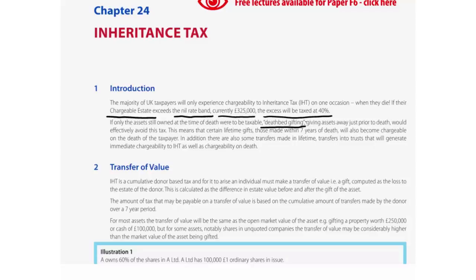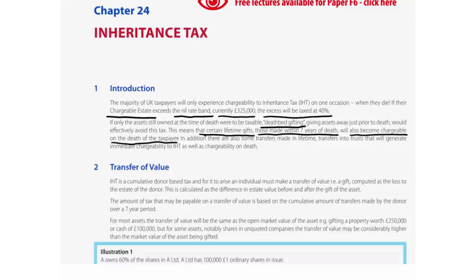So what happens, therefore, is that certain lifetime gifts, basically those made within the 7 years of the death of the taxpayer, will also become chargeable on the death of the taxpayer. What we'll discover is that the typical scenario in an exam question is that the taxpayer has died. This is what the taxpayer still owned when they died and what they owed at the date of death. You put that together in calculating the so-called chargeable estate. But in working out how much, if any, of the nil rate band is still available to go against that chargeable estate, we then have to look at the lifetime transfers, the gifts made in lifetime during the 7 years prior to the date of death, and they too will then become chargeable.